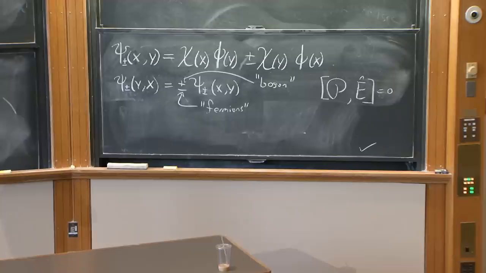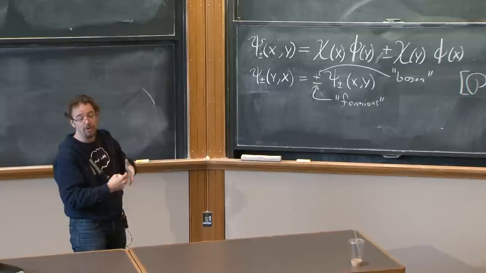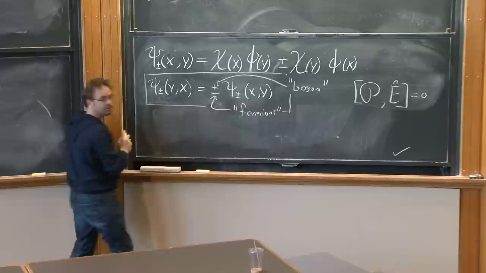What you will discover as you study multiparticle systems in 8.05 and 8.06 is that there's a nice way of organizing this antisymmetrization property. It doesn't necessarily have two terms, but it may have many, many terms. With that said, this is not the defining property. This is really the defining property of whether you're a boson or a fermion. OK? Cool.